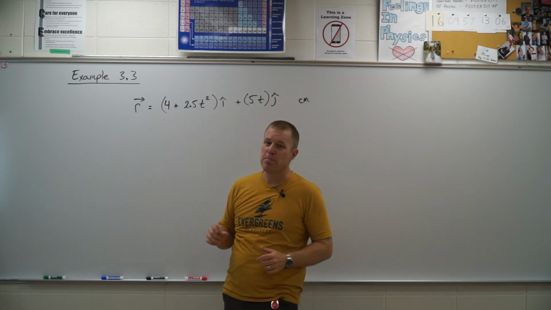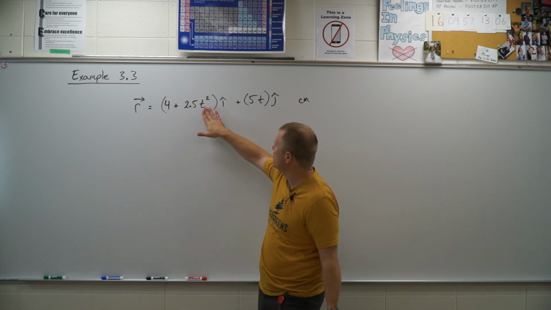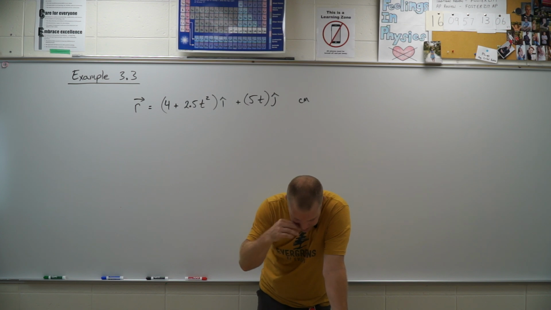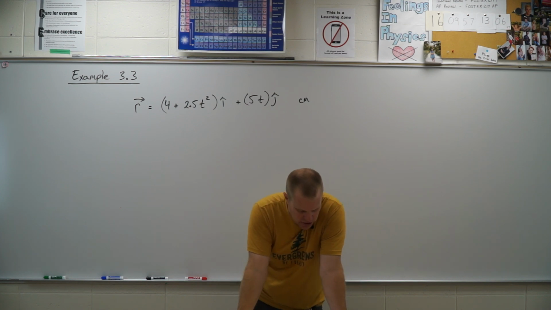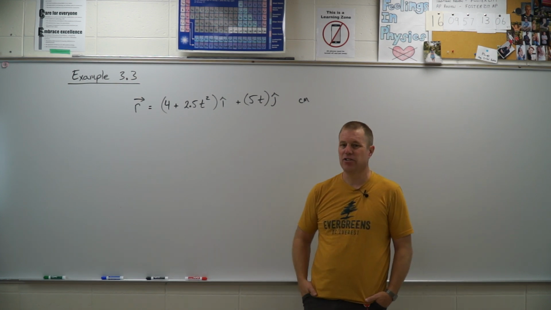All right, let's do example 3.3. So 3.3 says a web page designer creates an animation in which the dot on the computer screen has a position given as this function in centimeters. Find the magnitude and direction of the dot's average velocity between 0 seconds and 2 seconds, and find the magnitude and direction of its instantaneous velocity at 0 seconds, 1 second, and 2 seconds.